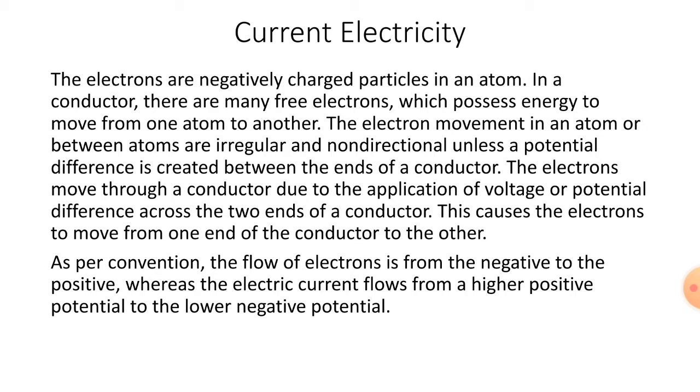The electrons move through a conductor due to the application of voltage or potential difference across the two ends of a conductor. This causes the electrons to move from one end of the conductor to the other. As per convention, the flow of electrons is from the negative to the positive, whereas the electric current flows from a higher positive potential to the lower negative potential.